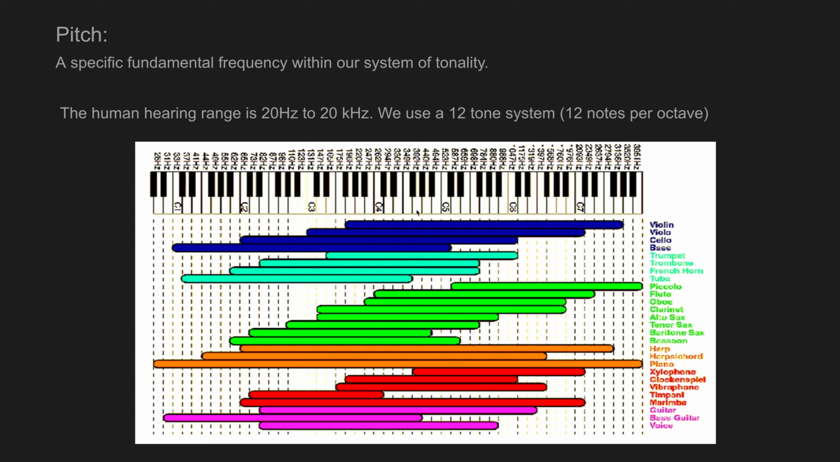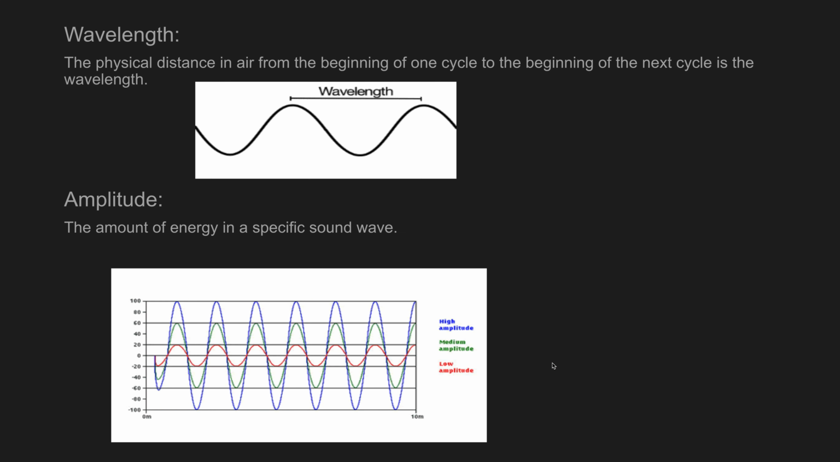Okay. All right, next, wavelength. This is a physical distance in air from the beginning of one cycle to the beginning of the next cycle. So basically just the distance. So hertz is how many cycles in 1 second. Wavelength is the actual distance from one cycle to the next cycle.